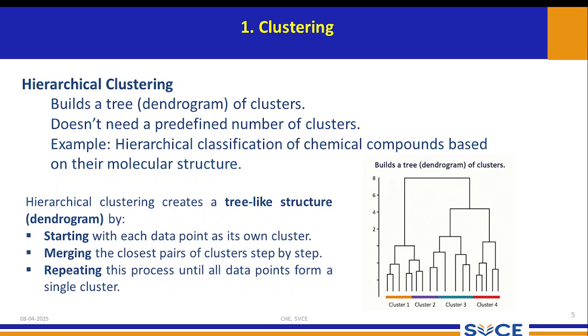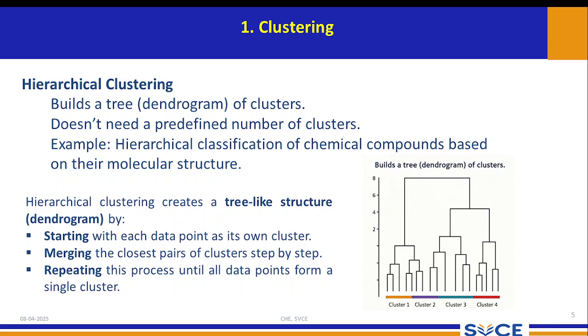So what does it mean actually? The dendrogram, or tree-like structure, starts with each data point as its own cluster and merges the closest pairs of clusters, step by step. This process repeats until all data points form a single cluster. Hope you understood what I'm trying to say. From the dendrogram, you can see how the nearest points have been merged to form a single cluster. This is a very good example of hierarchical clustering, and the dendrogram has been shown here for your clear understanding.